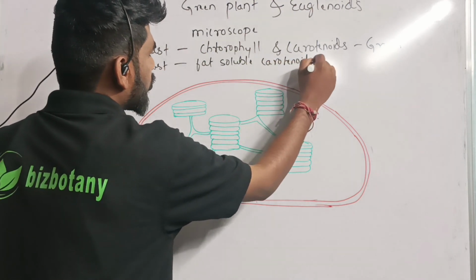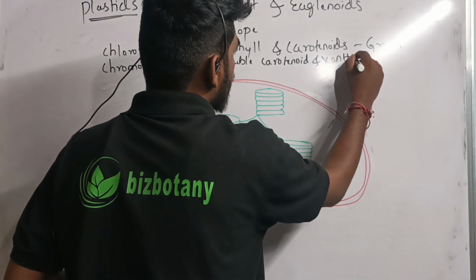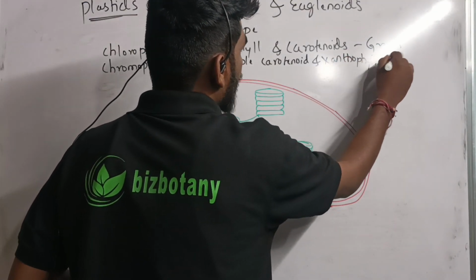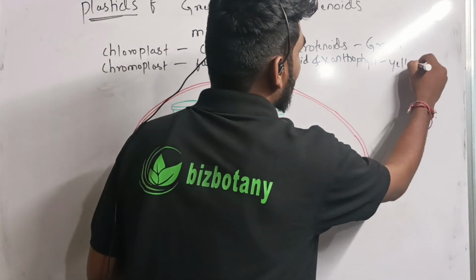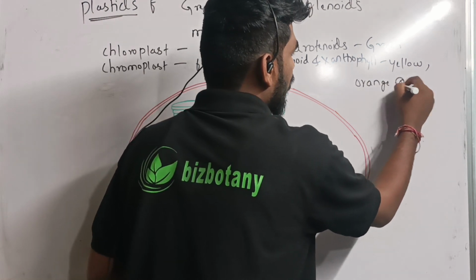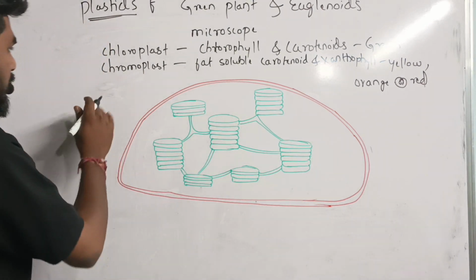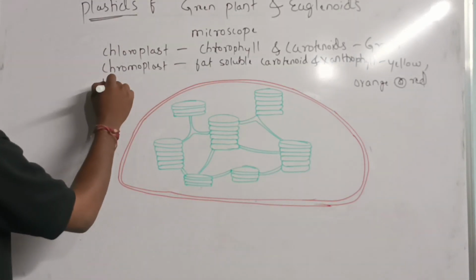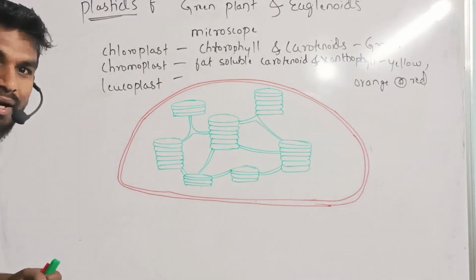And xanthophyll pigments will be present, which impart yellow, orange or red color to the plants. Third type of plastids which are present is nothing but a leucoplast. Usually they are colorless pigments.